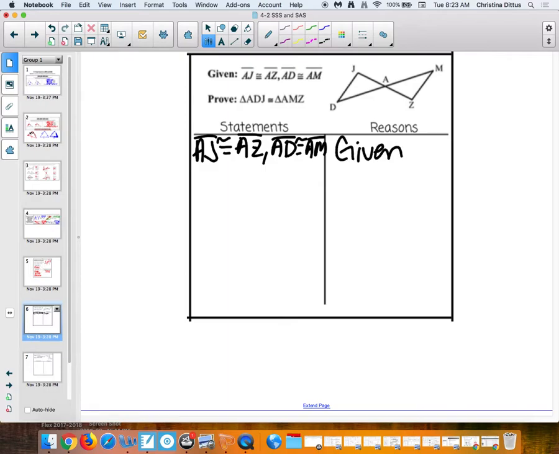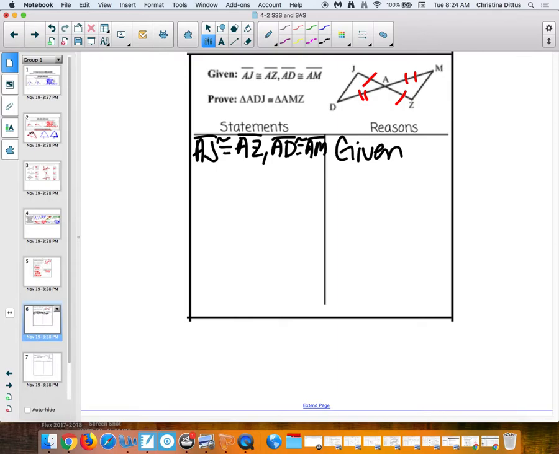Okay, we kind of got a problem. My picture has got nothing on it, so I'm confused as to what I even need to do. Guess what we're going to do? Mark our picture. Always, always mark your picture. So AJ and AZ each get one mark. Why do they each get one? Because they're the same. AD and AM are going to get two marks.